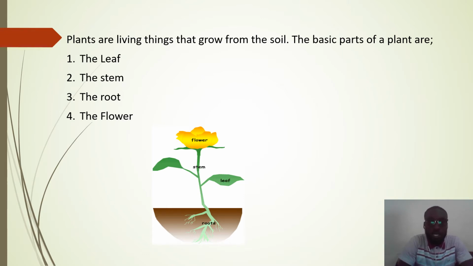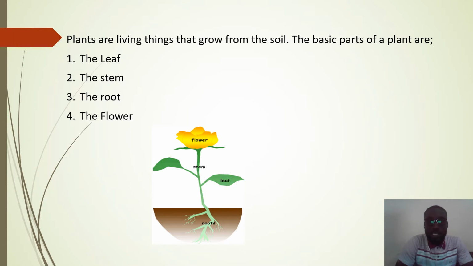Now let's take a look at what a plant is. When we say a plant, what is a plant? A plant is a living thing that grows from the soil. So let's take a look at the basic parts of a plant.